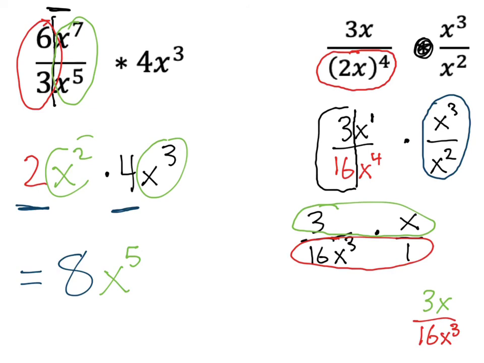Now there's one more thing I can do to simplify this. x in the numerator divided by x to the third in the denominator will leave us with just x squared. And that x squared will be in the denominator because the bigger exponent was in the denominator.